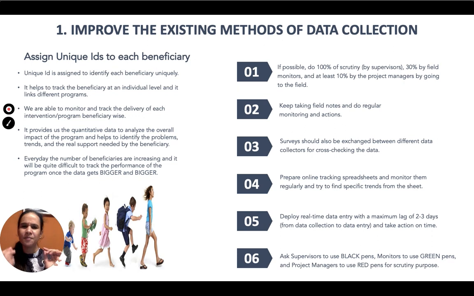And just some simple things which really help your process would be supervisors to use black pens, so you know that okay, that's the first step of data checks. Monitors to use green pens and project managers to use red pens. So you can actually see the kind of inputs you're getting from different stakeholders or data checkers. So this was all about, if you're using pen and paper, what kind of small actions and steps can you take to improve data collection.